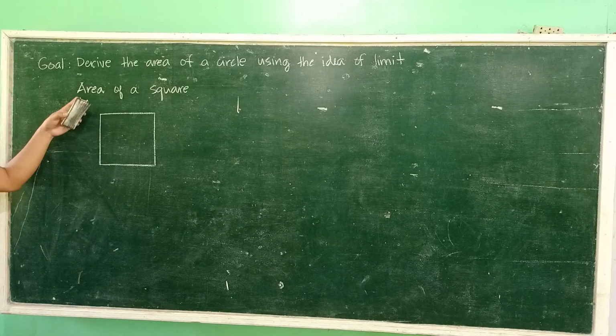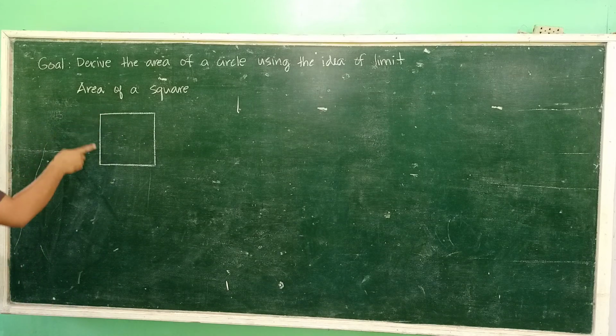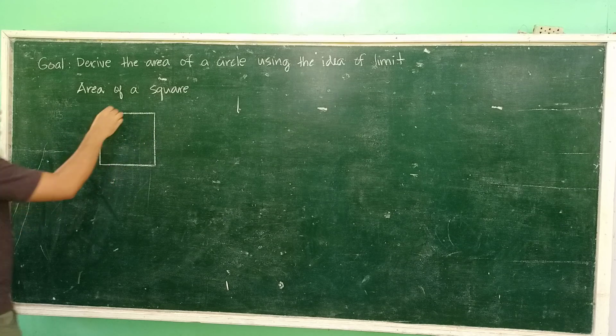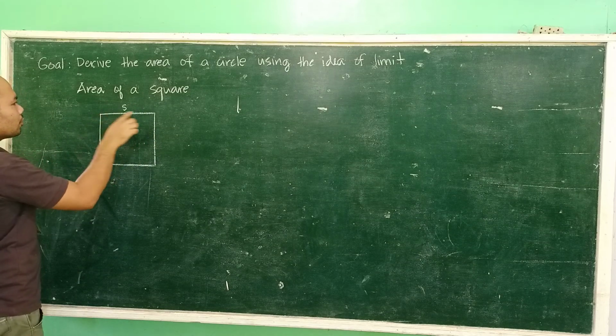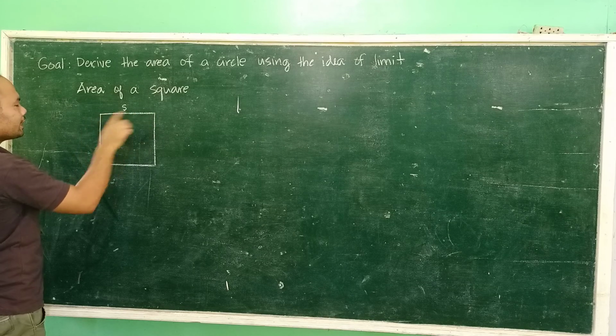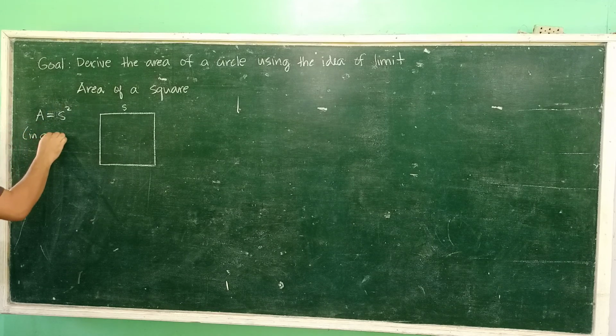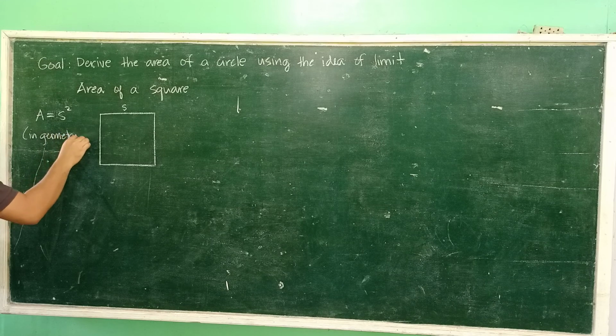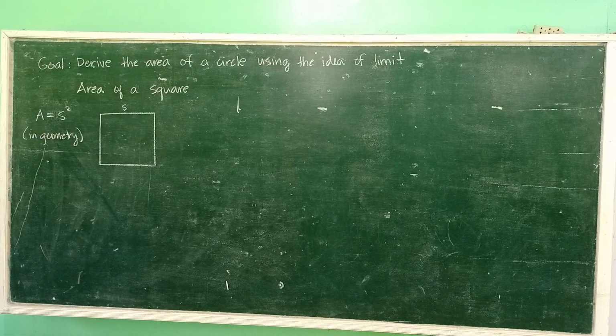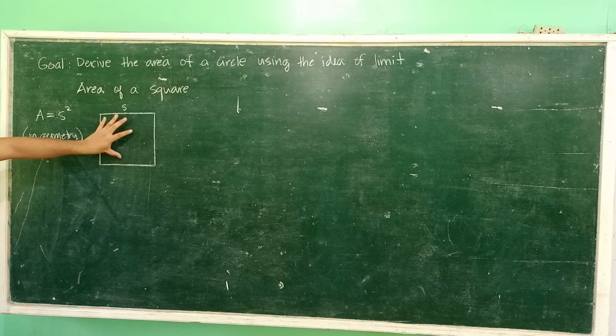Okay, let's try to find the area of a square. Of course, you know in geometry that if the length of one side is given, say S, the area is just equal to S squared. That is in geometry. Now, because we will be using the idea of limit, we will solve the area of this square not given with S.